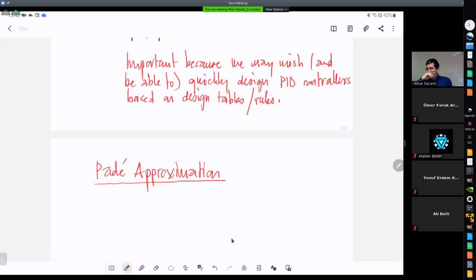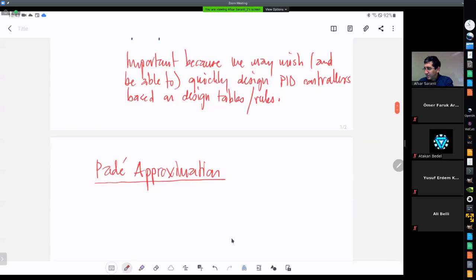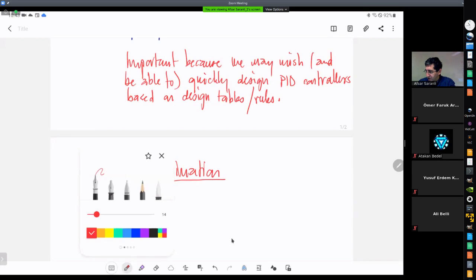So let's remember those models that we discussed. We discussed the FO. Sorry, let me change this color.